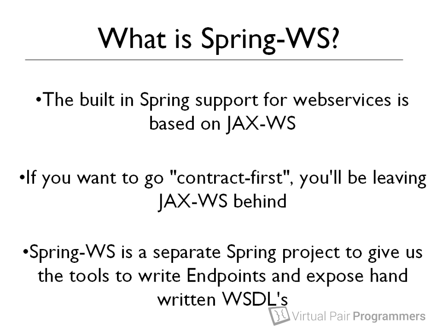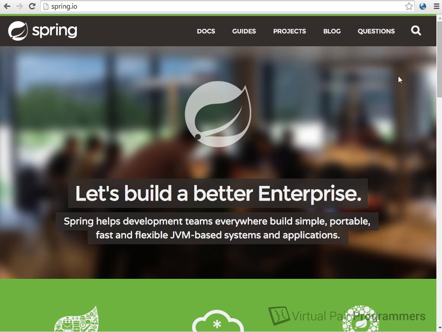If you're happy to work with the auto generation that we've seen that JAX-WS supports, then you can continue with the built-in Spring Web Service support that we used before. Let's assume that you do want to go contract first. Then let's see how Spring WS works. As usual, I've supplied you with the jar files that you need for Spring WS, and I'll point you to those in a few moments.